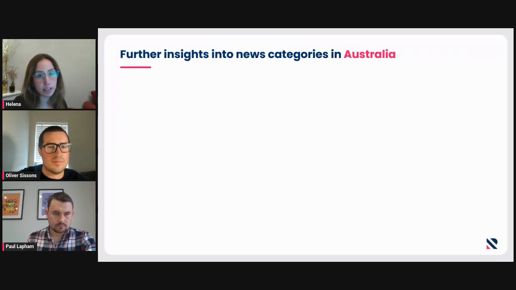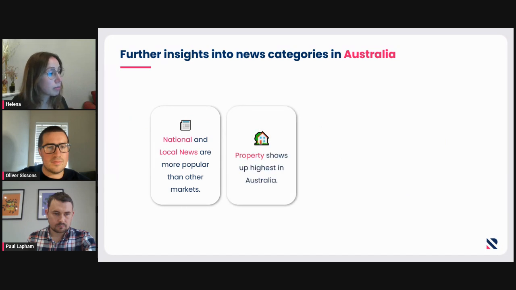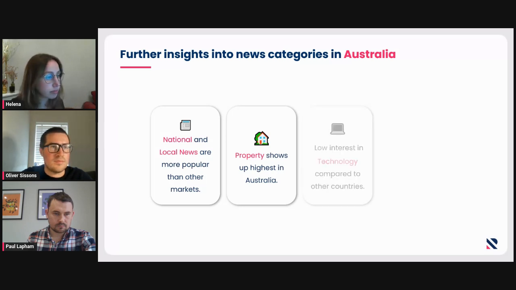Some further insights into Australia include that national and local news are more popular in this country than any other markets analyzed. Property shows up highest in Australia, with over half of the articles being positive. So if you are in the property industry and want to reach out to the Australian market, you should consider perhaps going with a more optimistic tone.